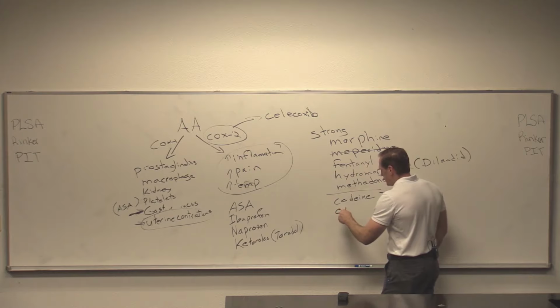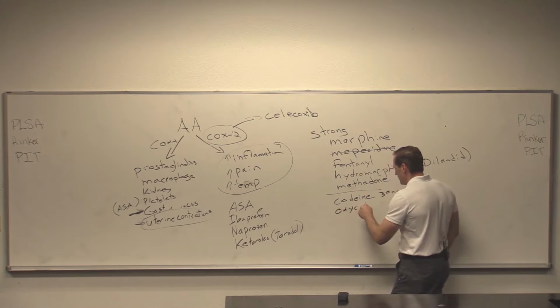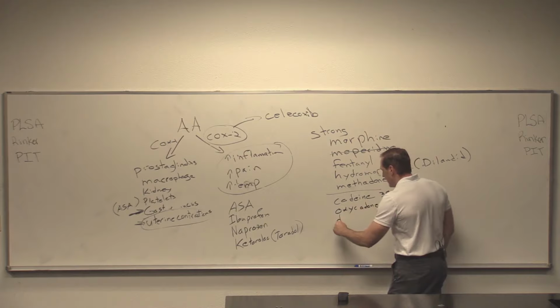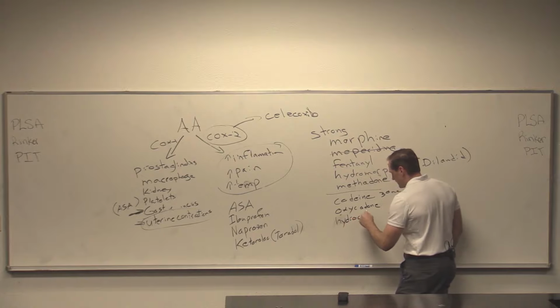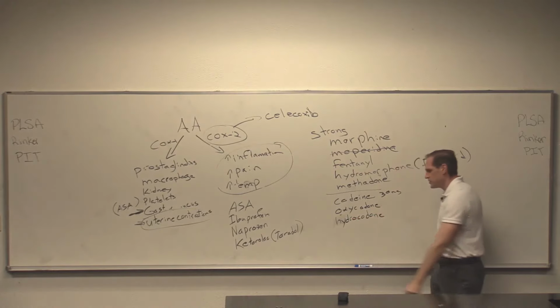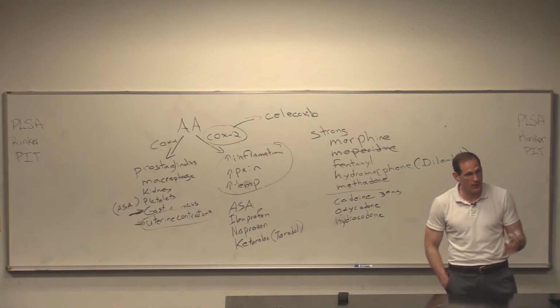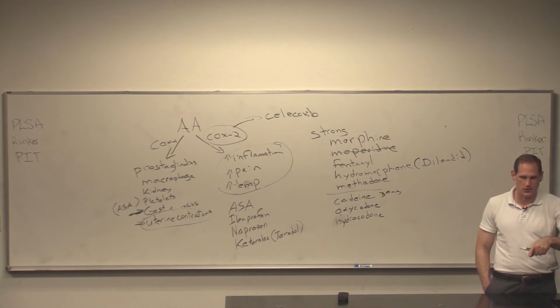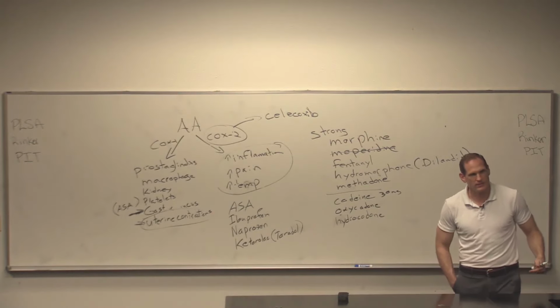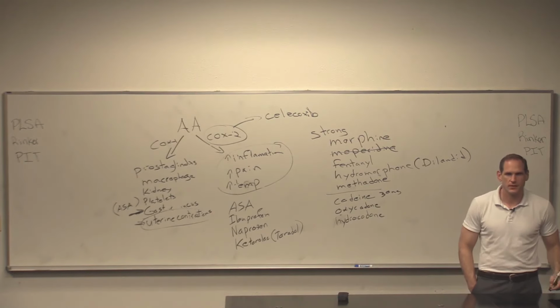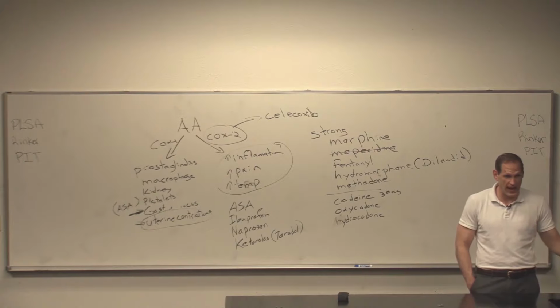Then we have oxycodone and hydrocodone. These are both artificial versions of codeine that work better than codeine and are safer than codeine. But they got a bad rap. Why is it a bad rap? Because they became drugs of choice for addicts.